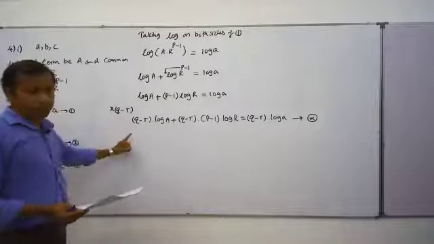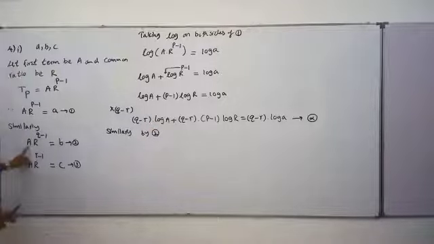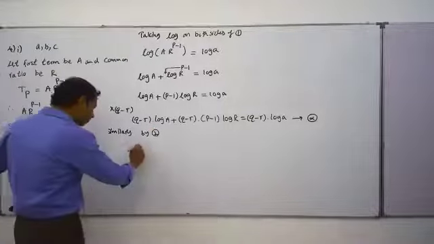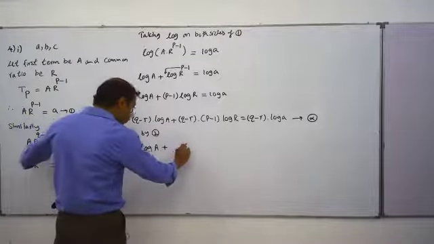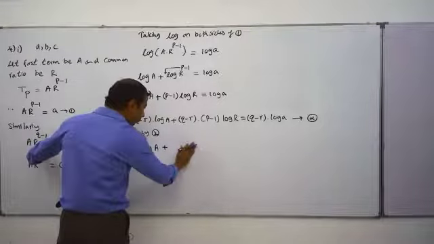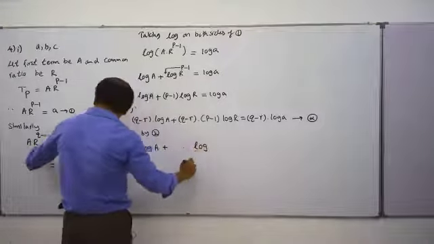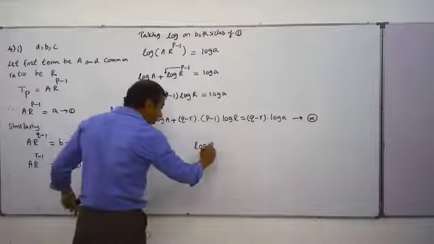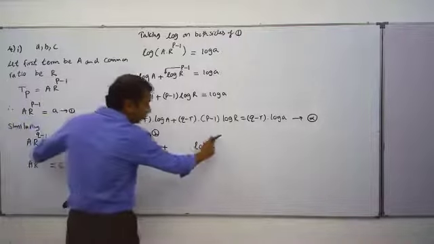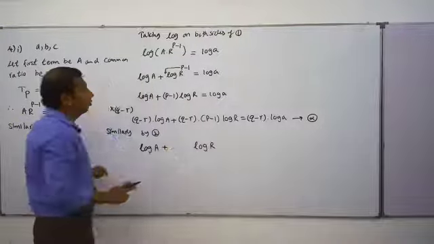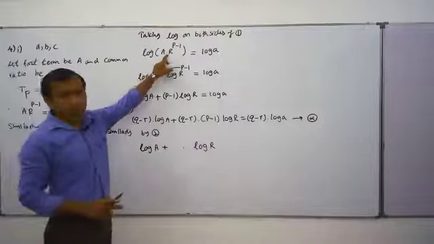Similarly, by 2, directly we can write, how, people? This we can write as log a plus log r to the power q minus 1. R to the power q minus 1, no? Right. I'm not going to write this step by step. Now here we have r to the power q minus 1.